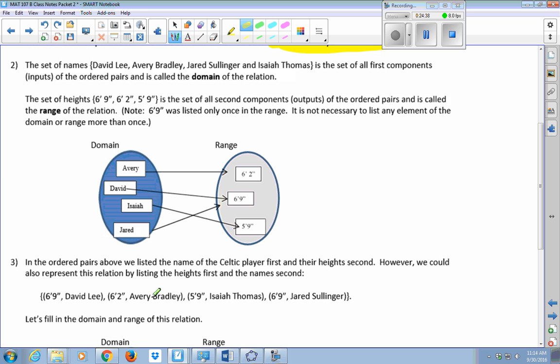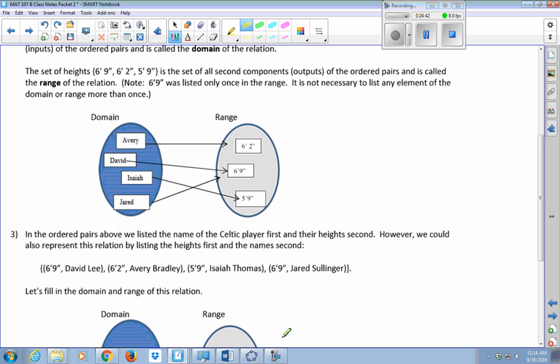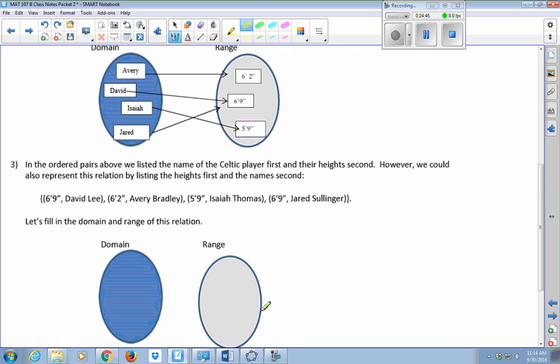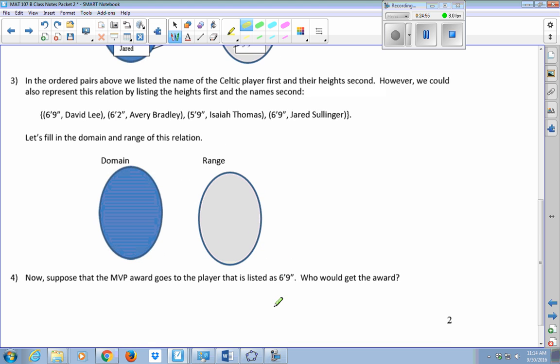In the ordered pairs above, we listed the name of the Celtic player first and their height second. However, what if we switched that around? What if we created another relation by listing the heights first and then the name second? There's no rule saying we can't list the height first in the name section. So let's fill out this domain and range for this particular relation, because a relation, remember, is just a set of ordered pairs. So what would I fill in the dark blue Venn diagram? What would I put in there? Someone want to help me?